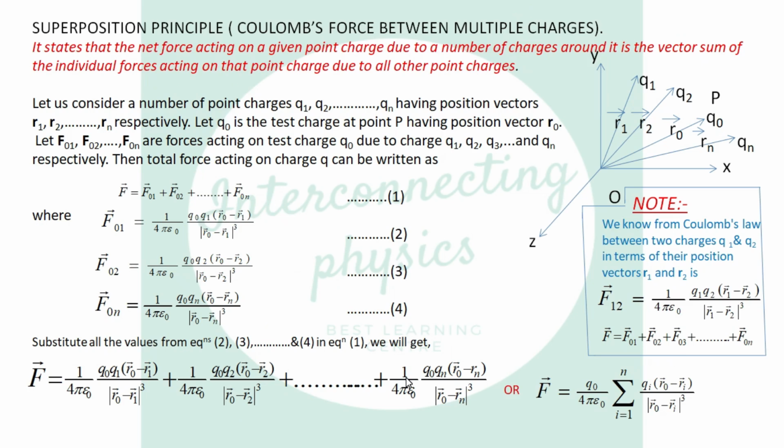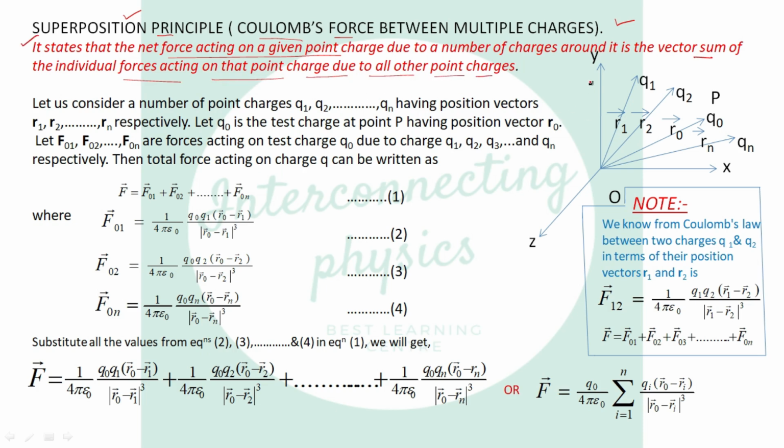Next, the superposition principle. I have already told you the seventh characteristic of Coulomb's force, that is the superposition principle. Now let us discuss the superposition principle. It is also called Coulomb's force between multiple charges. It states that the net force on a given charge, meaning the total force on a given point charge due to a number of charges, is equal to the vector sum of the individual forces acting on that point charge due to all other point charges.